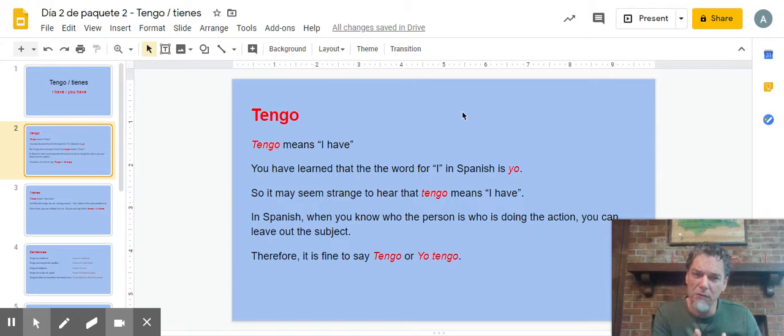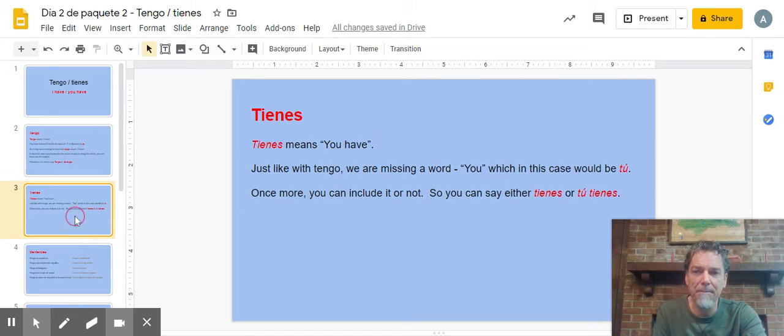In tengo, because of the way it's written, we know it means I have. So you don't have to put the yo in there, but you can. So you can say tengo, I have, or you can say yo tengo. Generally, they leave off the yo because you already know what you're saying. They know who you're talking about.